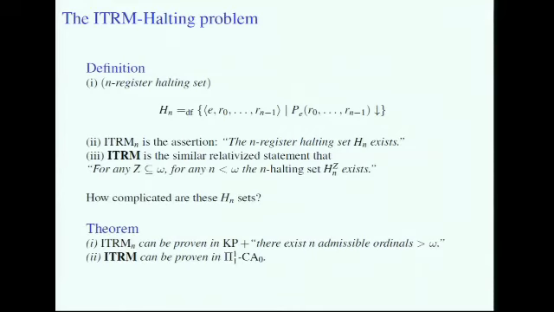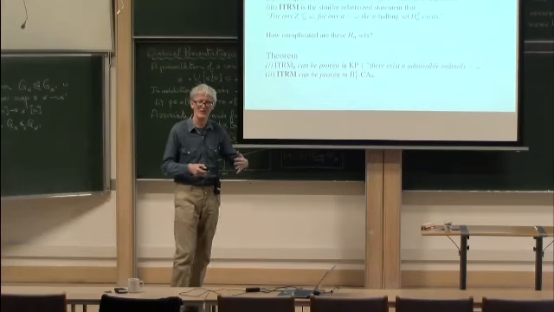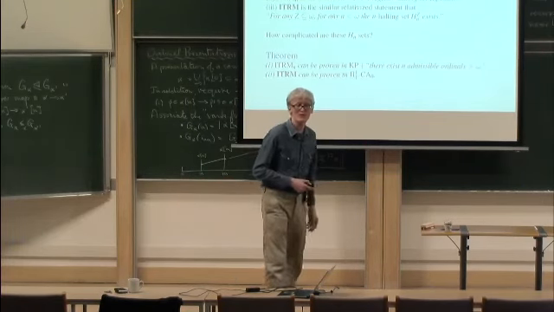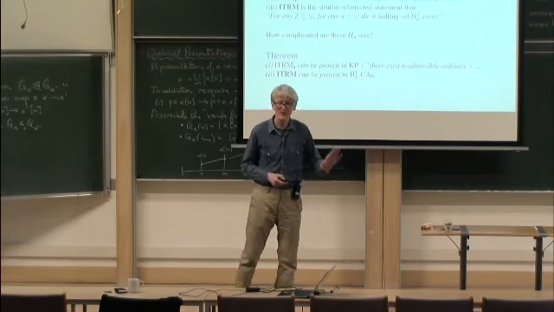This takes KP plus you need at least n admissible ordinals below you plus omega in order to prove that this set exists. So in essence, this says how long an n-register machine will have to run on integers before you can tell whether it's ever going to hit 0, or whether it's going to halt. You're going to have to go up to the n plus first admissible ordinal, and then you know that the machine is in an infinite loop.